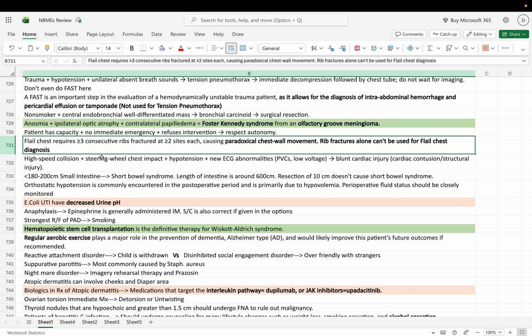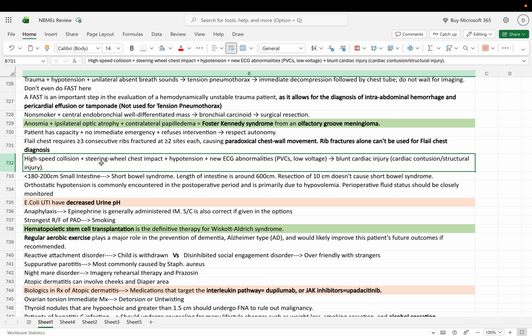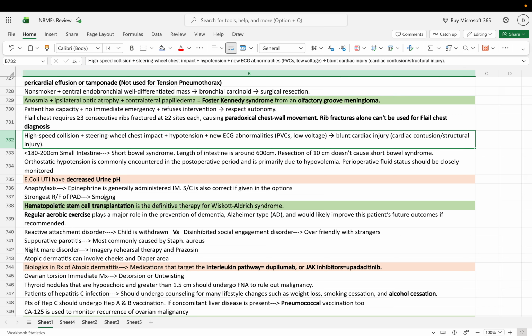Flail chest requires more than 3 consecutive ribs fractured at more than 2 sites, causing paradoxical chest wall movement. Rib fractures alone cannot be used for flail chest diagnosis. High-speed collision plus steering wheel chest impact plus hypotension plus new ECG abnormalities: think of blunt cardiac injury, a cardiac contusion, or a structural injury.